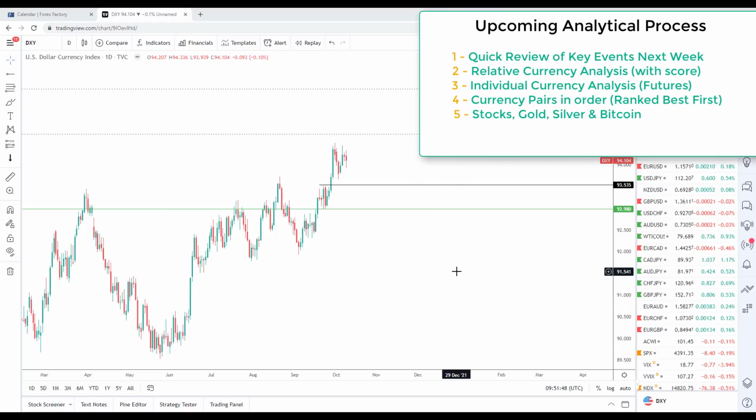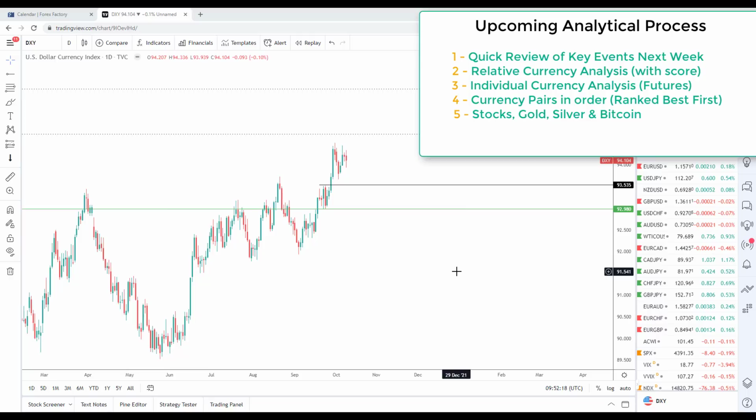The first thing we're going to do is have a quick look at the economic calendar. We don't have to look at it for too long, but we want to see what the key data is coming out next week, how we can navigate that data in the best way to play the markets, and what the week might actually look like based on the events we have coming up.